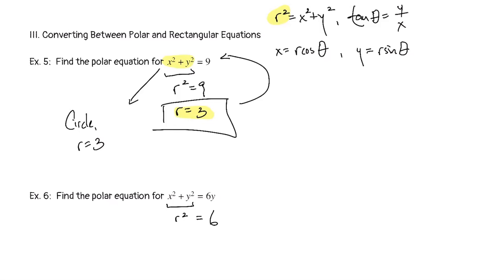Square root of y to the second. R sine theta? Yeah, look at all the equations that you have. Pick the easiest one. We had one that already is solved for y. So everywhere I see a y, I can put r sine theta, okay?